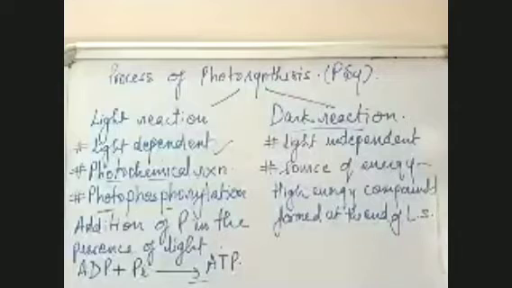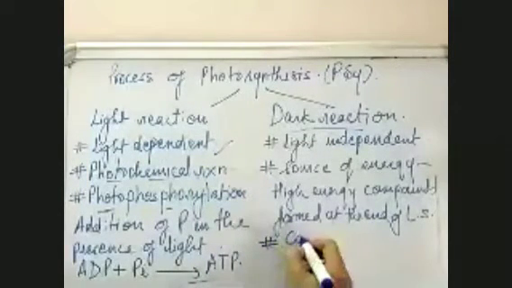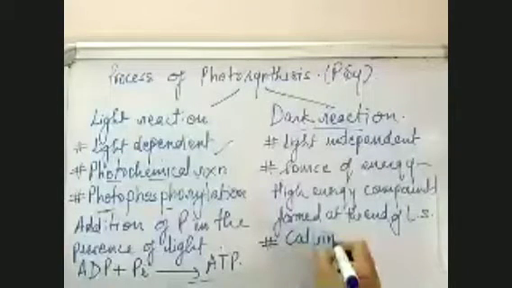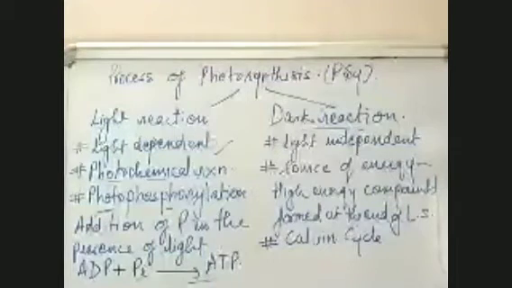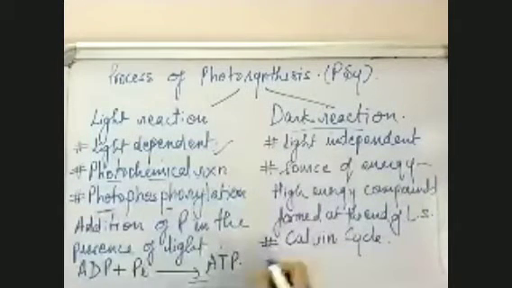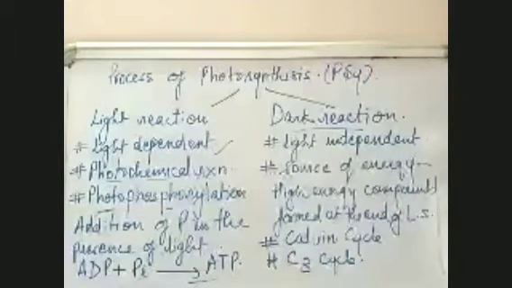And this reaction, dark reaction, is also known as Calvin cycle, because this was explained by Melvin Calvin. So this is also known as Calvin cycle, also known as C3 cycle. This is a light independent reaction, and the source of energy is high energy compound. So this is a little introduction about the dark reaction and the light reaction.